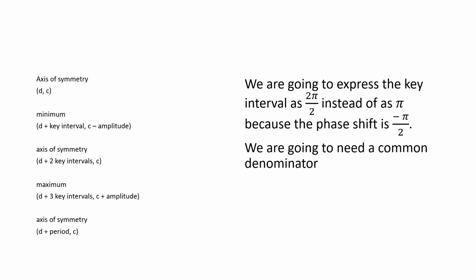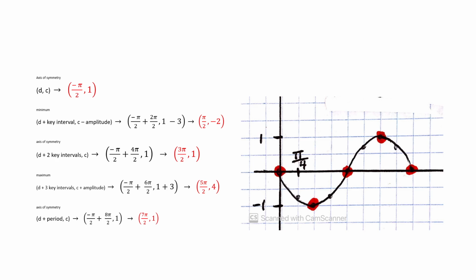Now the key interval, as we said, is pi. We'll call it 2 pi over 2 because we need to be adding it to negative pi over 2, so we're just using a common denominator there. And so our first point of the curve we want to graph is negative pi over 2, 1. Our next one is pi over 2, negative 2, 3 pi over 2, 1, 5 pi over 2, 4, and finally 7 pi over 2, comma 1. And all we're doing there for our x coordinates is adding an extra key interval every time.